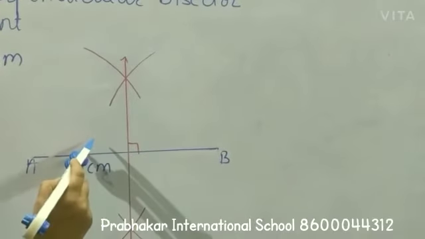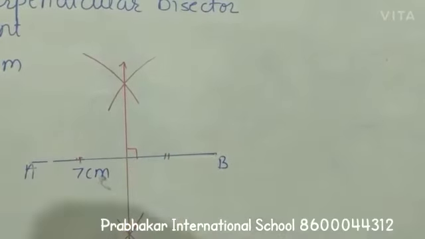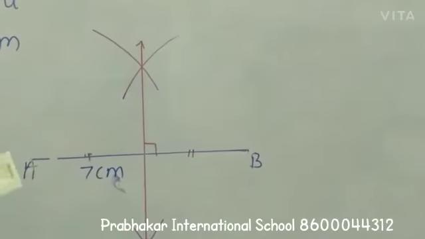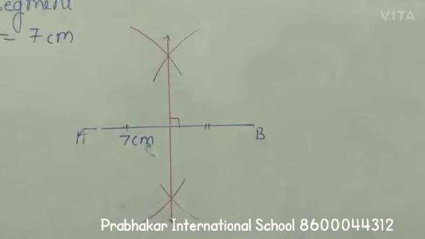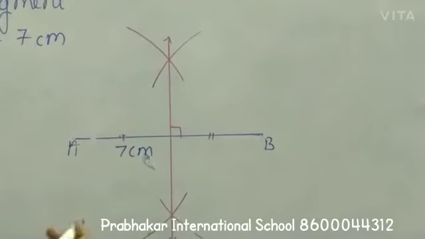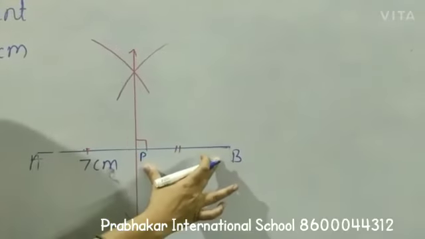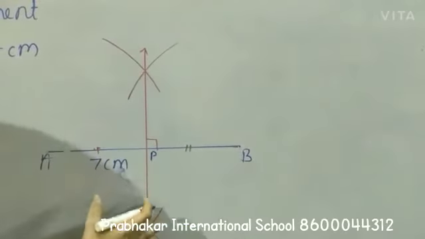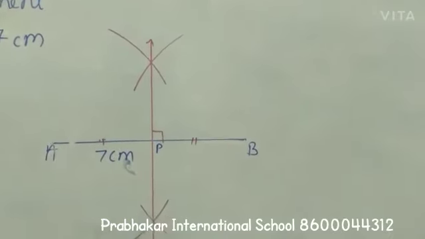So you can show with this identical marks. Both the points are equal to each other. Means what? I will show you, just wait for a minute. Any point you can write here name. This AP and PB are equal. Why? We have drawn perpendicular bisector. So this is one method to draw the perpendicular bisector of a segment.